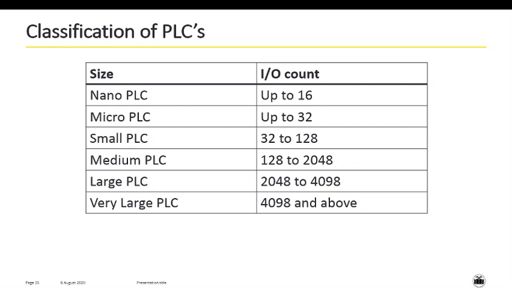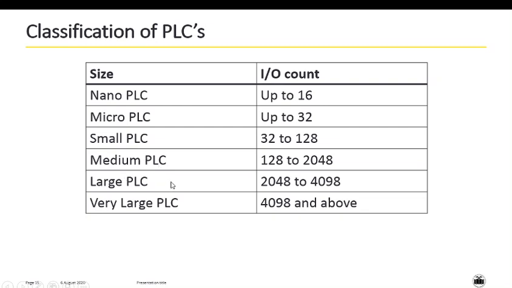This kind of small PLC has memory from 2 KB to 10 kilobytes. Next is the medium PLC. They have additional functions like arithmetic and mathematical operations and a few other functions, or the PID, process control, etc. The IO capacity of this PLC is from 128 to 2048, and the memory of these PLCs is up to 32 kilobytes.